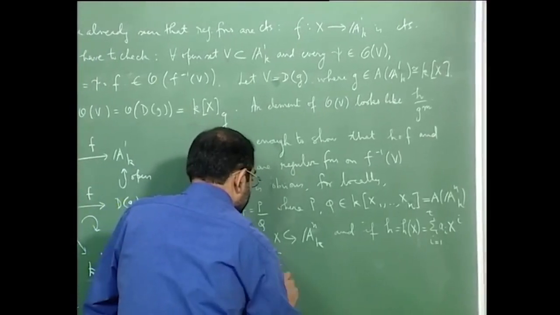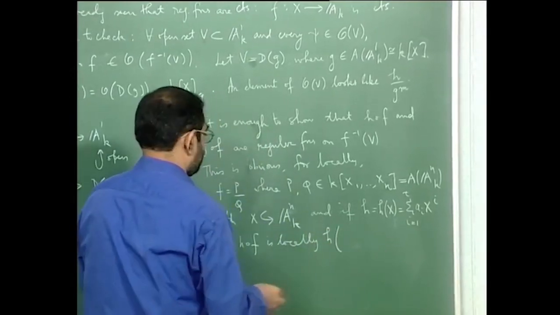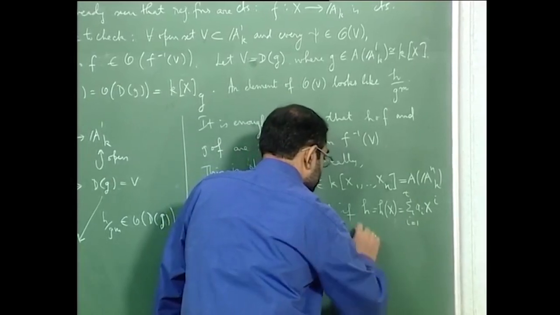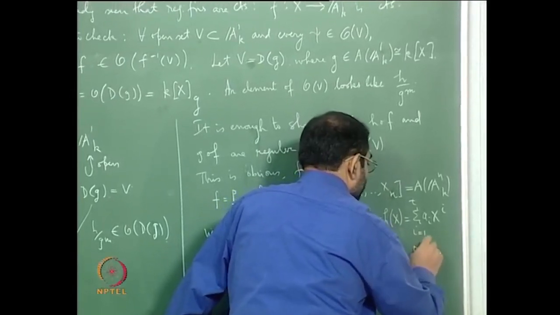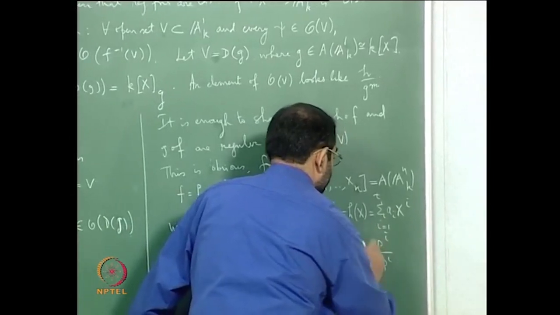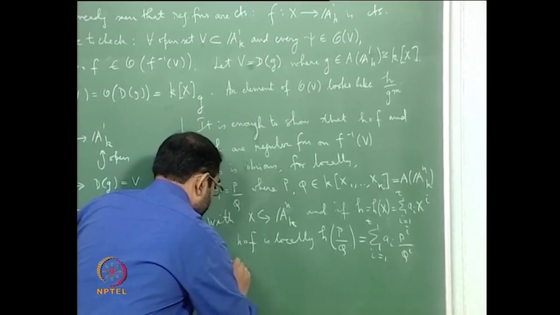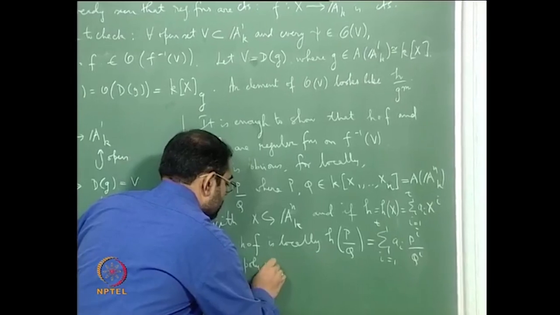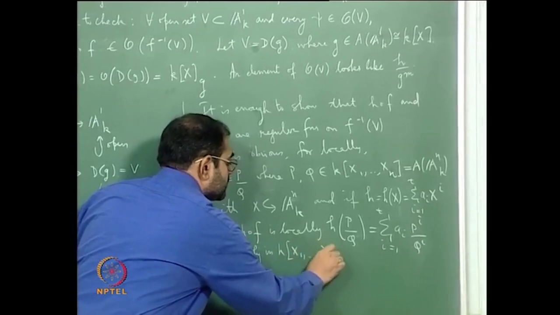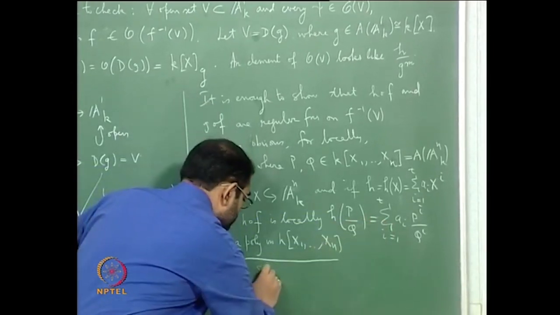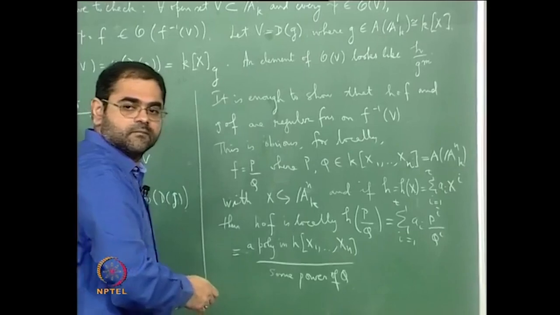h circle f is locally h of p by q, which is sigma i equal to 1 to t ai p power i by q power i, okay, which is a polynomial in k of x1 etc xn divided by some power of q. So you are done.